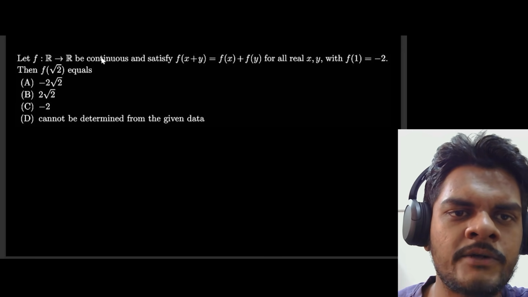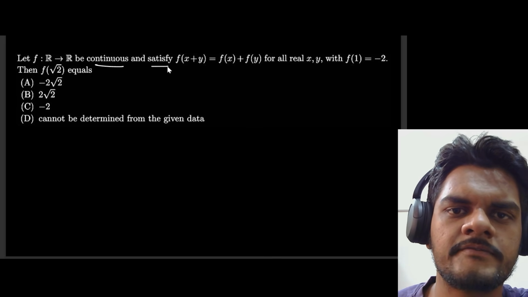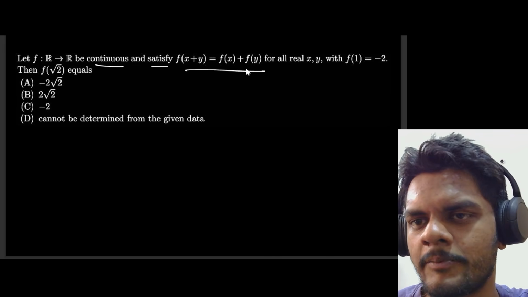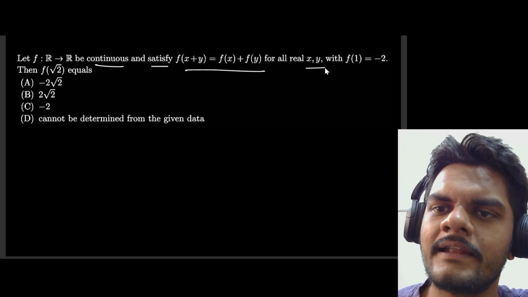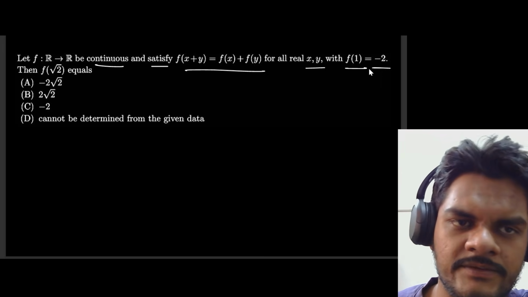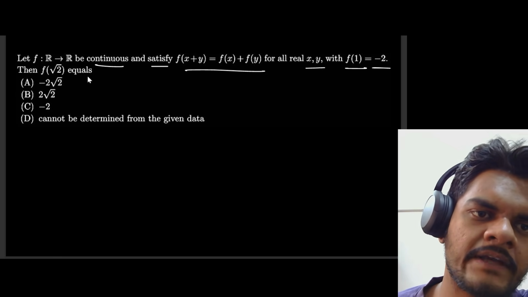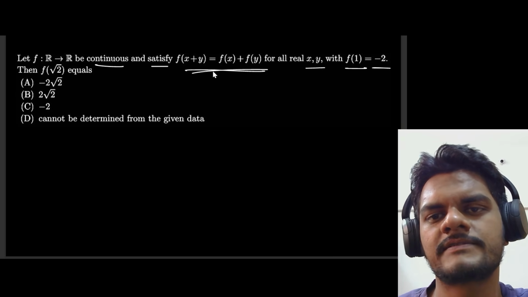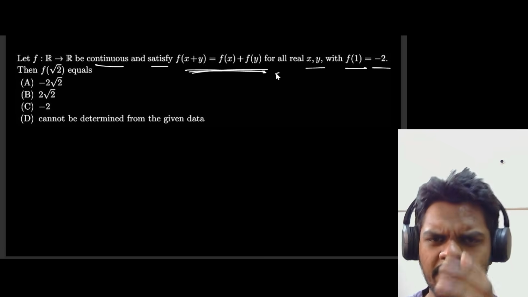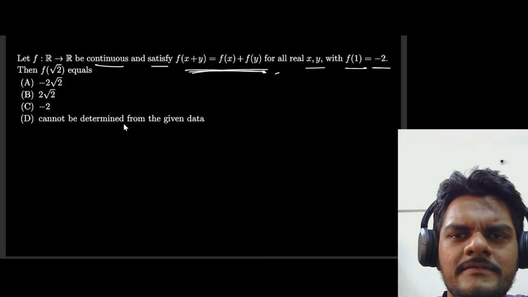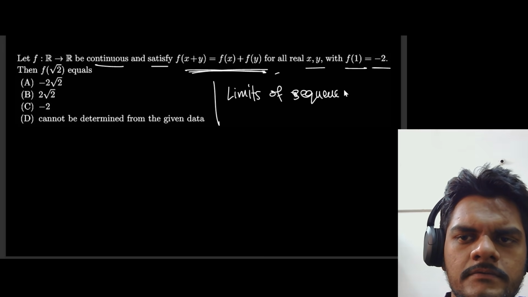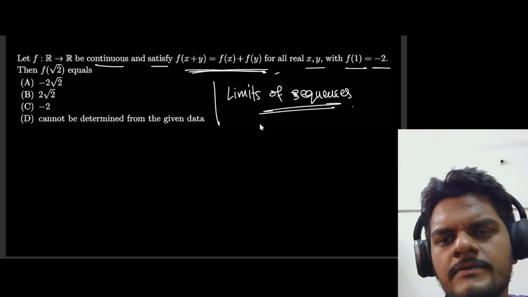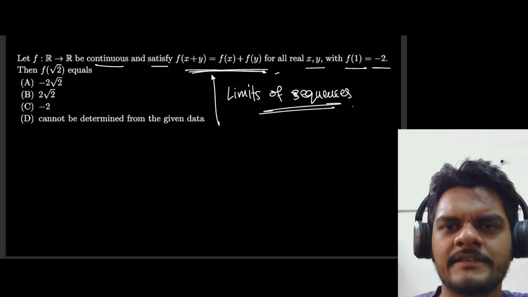Let f from R to R be a continuous function which satisfies this linear property. The moment I say linear, it is linear, yes. For all real x and y, with f of 1 equal to -2, then f of root 2 equals what? So how do we solve this? So we will solve this. You see, we will use limits for this. Limits of sequences. All right. So yeah, let's see what that means.